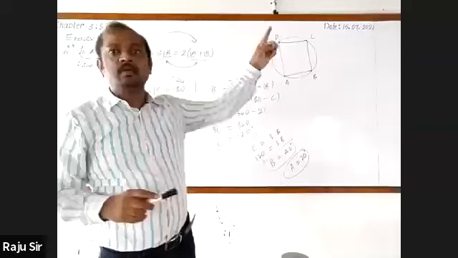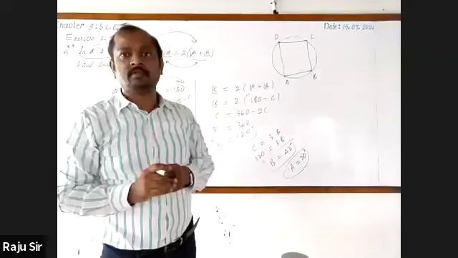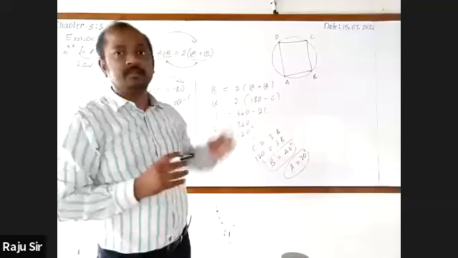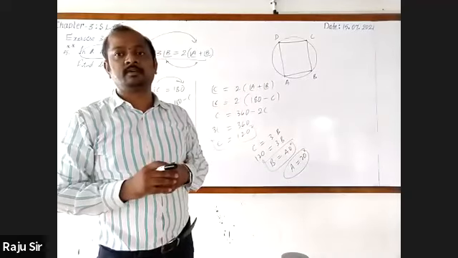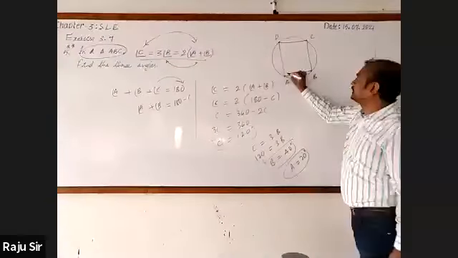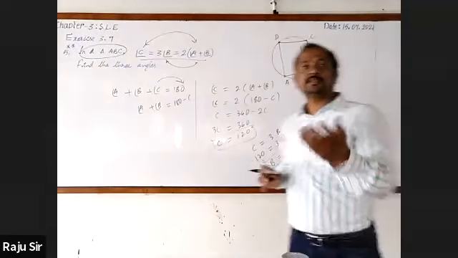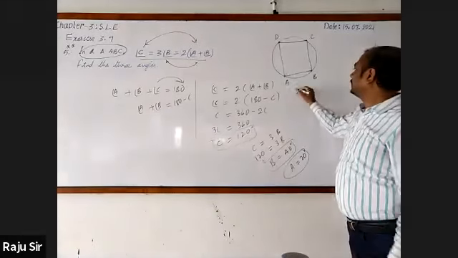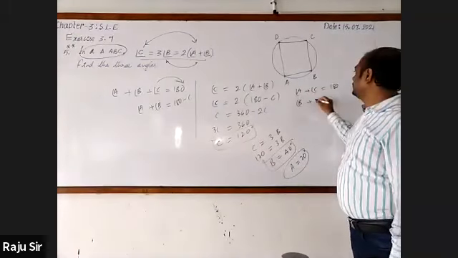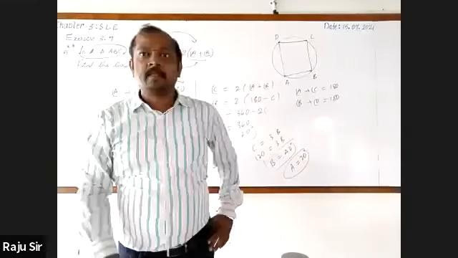A quadrilateral whose vertices lie on the same circle is called a cyclic quadrilateral. What is the relationship which you have learned in 9th standard regarding interior angles of a cyclic quadrilateral? Yes, it makes 180 degree. Correct. Opposite angles of a cyclic quadrilateral are supplementary, right? It is angle A plus angle C is equal to 180. Similarly, B plus D is equal to 180. Got it? Have you understood?